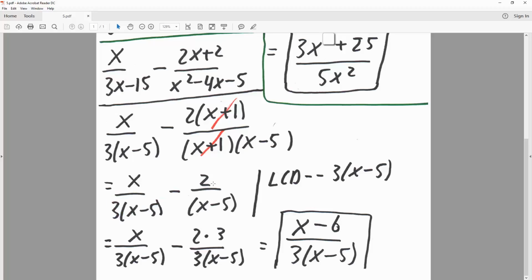But this one, we have x minus 5 in the denominator. So we multiply by 3, multiply by 3. By multiplying by 3 here and dividing by 3, that's simply 1. So we get minus 2 times 3 divided by 3 parentheses x minus 5. So the final answer will be x minus 6 divided by 3 parentheses x minus 5. And that's all we need to do to add and subtract unlike rational expressions.